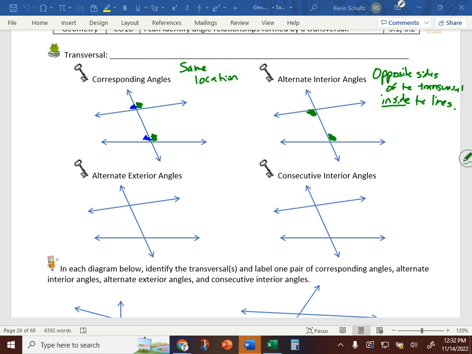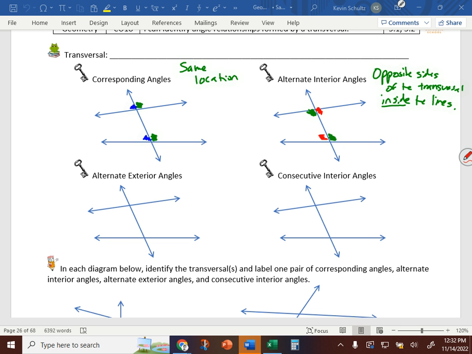Can you flip them around? Yes. So the other pair of alternate interior angles would be this angle here and this angle here. Right? Those would also be alternate interior angles.